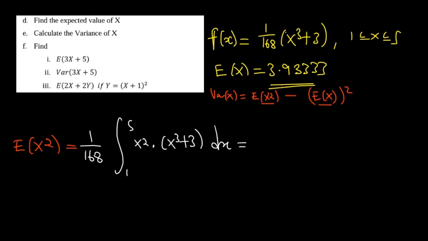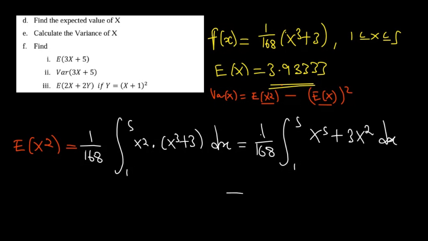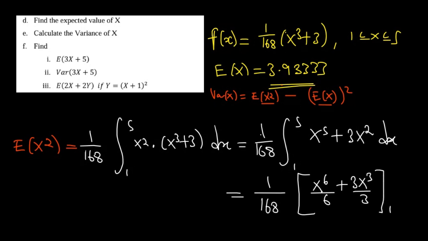So it will be 1 over 168, and then the integral from 1 to 5 of x to the power 5 plus 3x squared dx. So this will just be 1 over 168, and then the integral here will be x to the power 6 over 6 plus 3x to the power 3 over 3, and then from 1 to 5. So we just have to substitute the limits there.